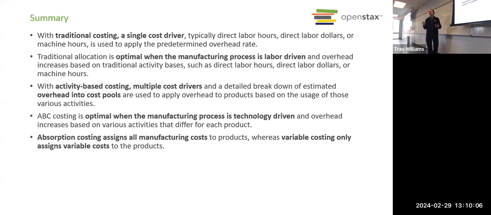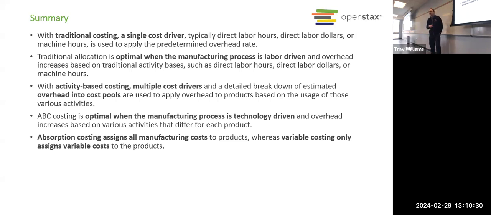But with the ABC method, you need to know your estimated overhead, but you divide it up into multiple cost pools. So you're breaking up that total overhead into multiple categories, and then you have a different activity for every cost pool, right?